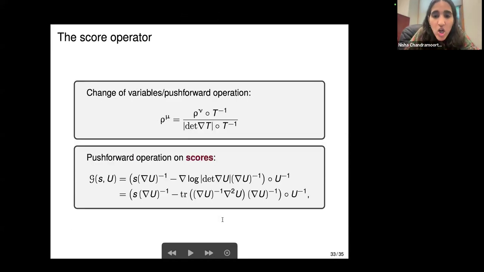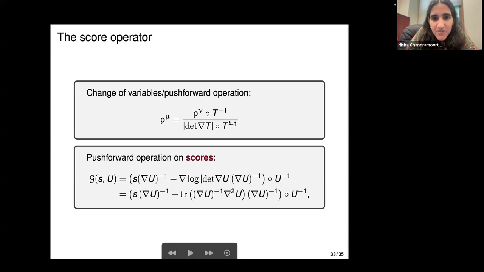Okay. In order to use the score of the target distribution, let's start with the basic operation where you have a transport map that you're trying to learn. It satisfies this change of variables equation because it takes rho nu to rho mu. This is of course only when both have densities, but I'll get to the case where we don't have densities for the target.